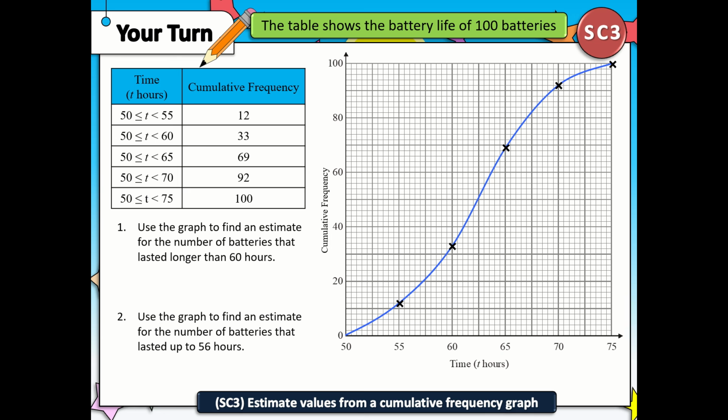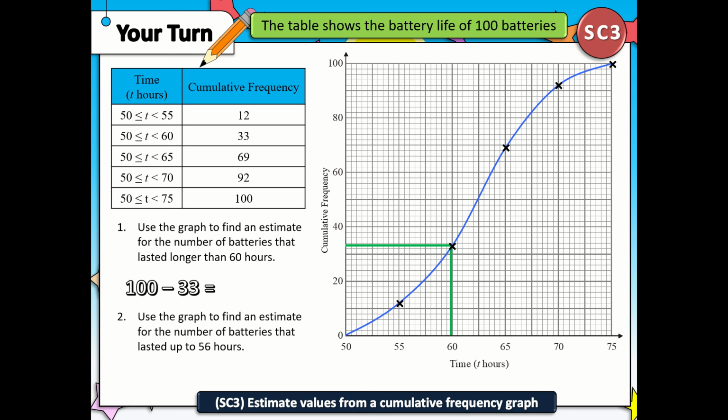So let's go through this question. We want to use the graph to find an estimate for the number of batteries that lasted longer than 60 hours. So we want to find out how many batteries were greater than 60 hours. So we go up from 60, up to the curve, and we read across. So that's 33. So there were 33 batteries that lasted less than 60 hours.